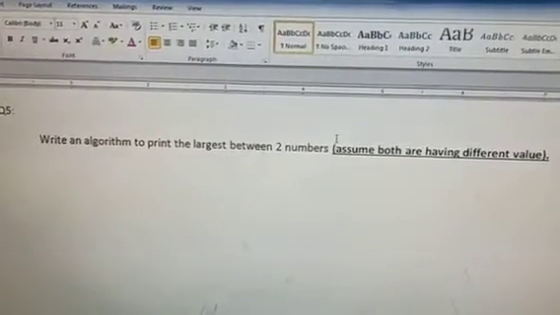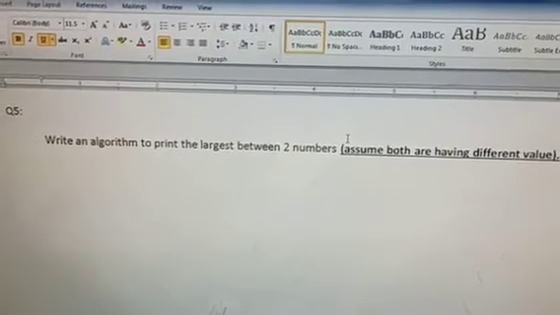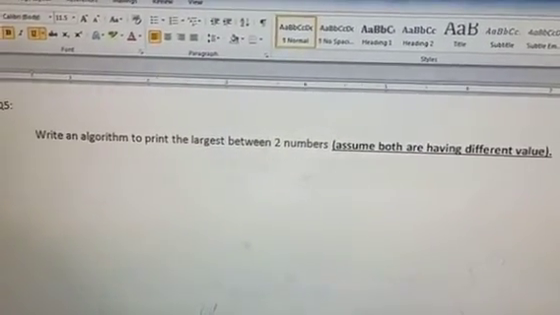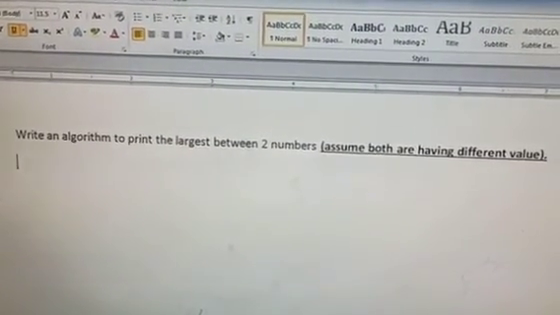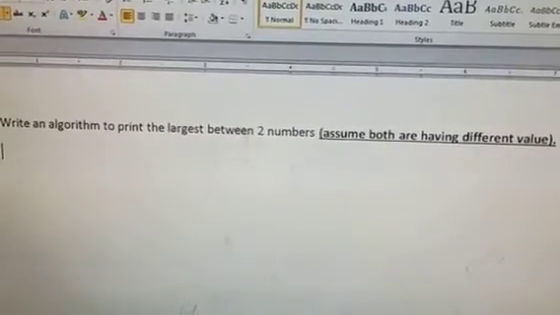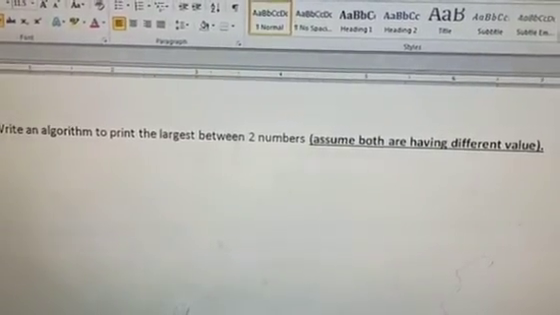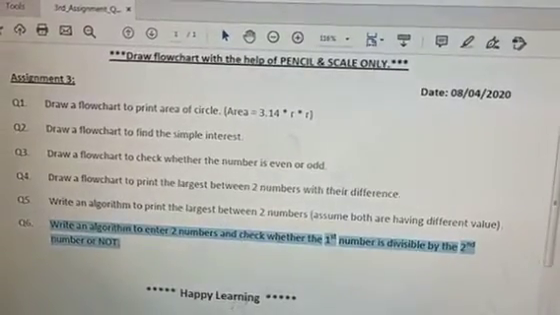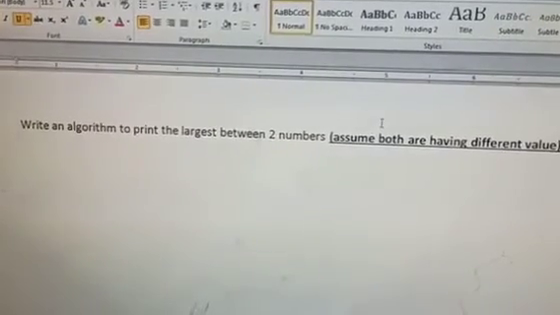Good morning everyone. Now in the second example here I will show you how to write the algorithm for problem 5, in which we are supposed to print the largest between two numbers. Assume both are having different values.